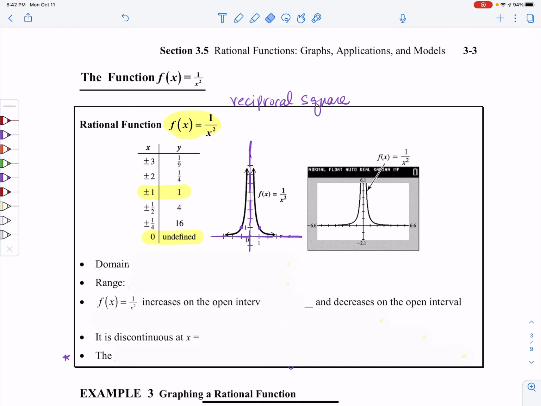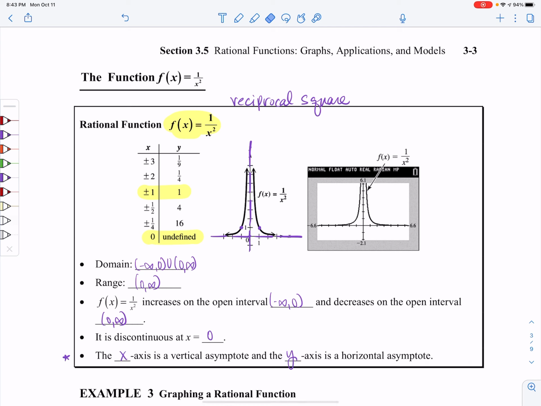All right, so the domain, once again, is going to be all real numbers except for 0. However, the range is going to start at 0 and work its way up. My graph is going to increase from -infinity to 0 and then turn around and start decreasing from 0 to infinity. It's discontinuous at x equals 0, and then once again the x-axis is a vertical asymptote, the y-axis is a horizontal asymptote.